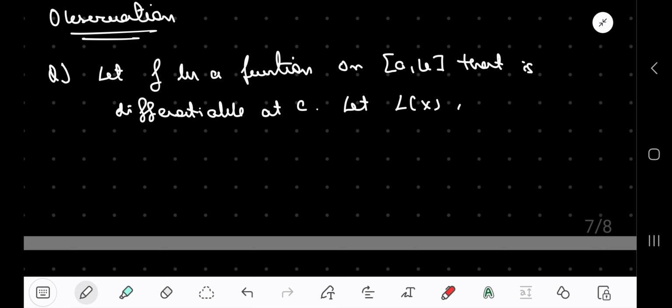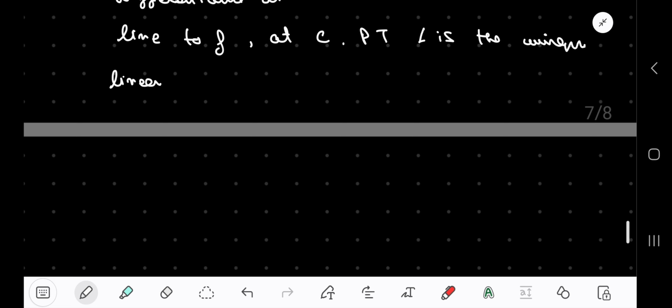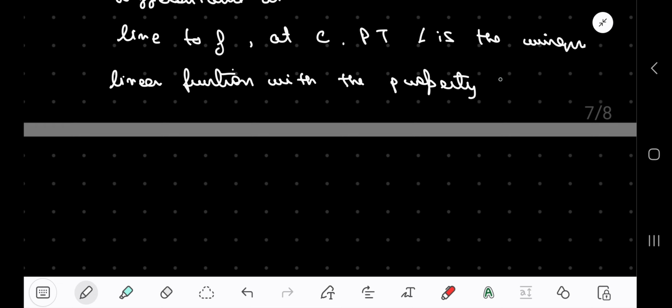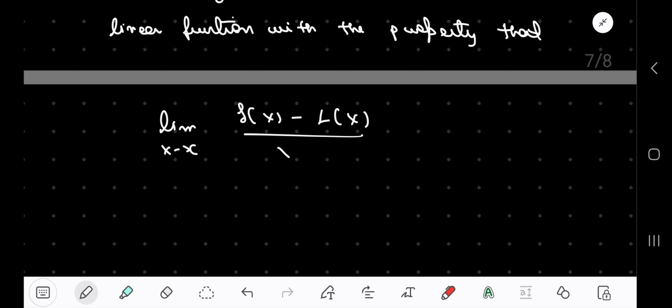Let L(x) be the tangent line to f at c. Prove that L is the unique linear function with the property that limit x tends to c of (f(x) minus L(x)) upon (x minus c) is equal to 0. So what are we given?